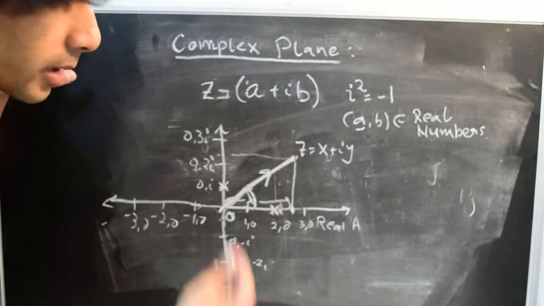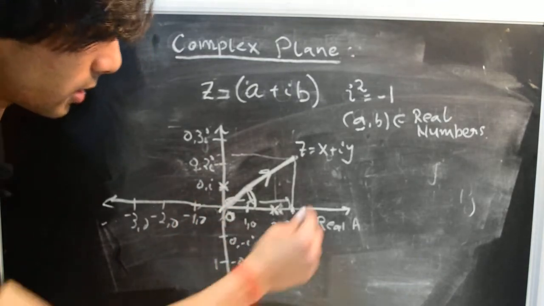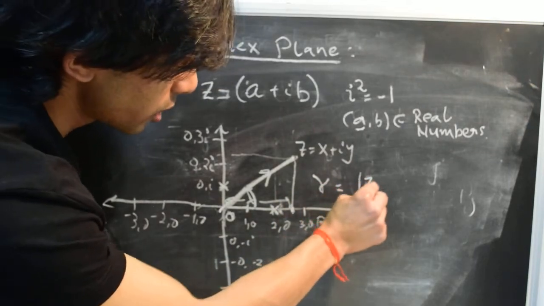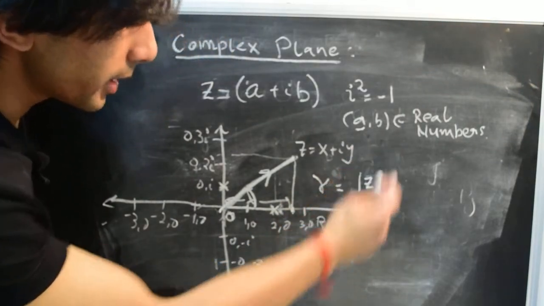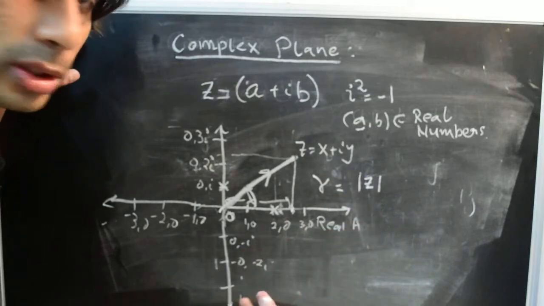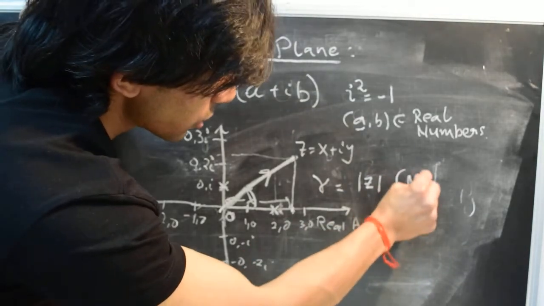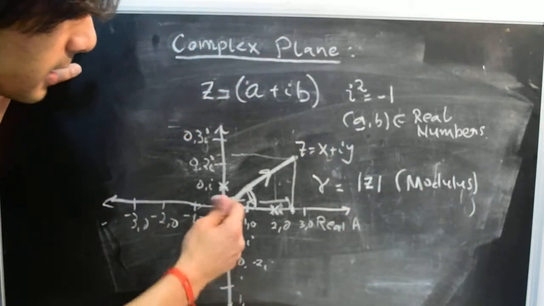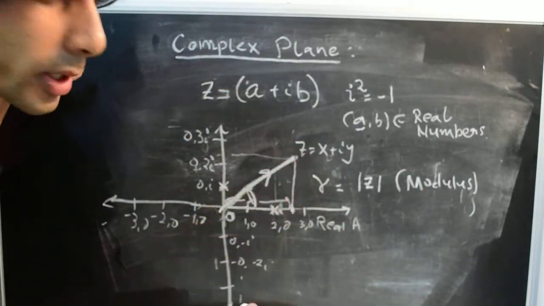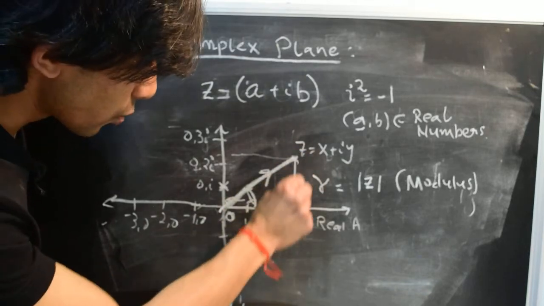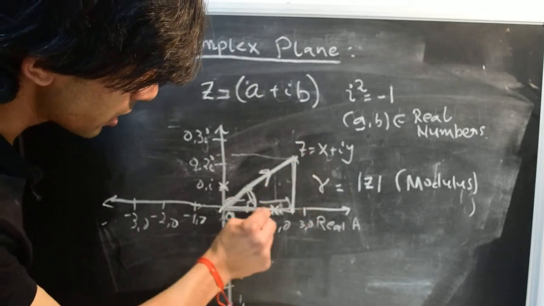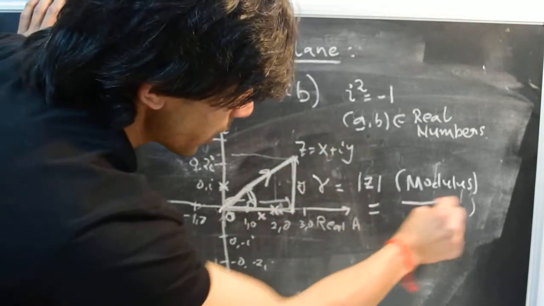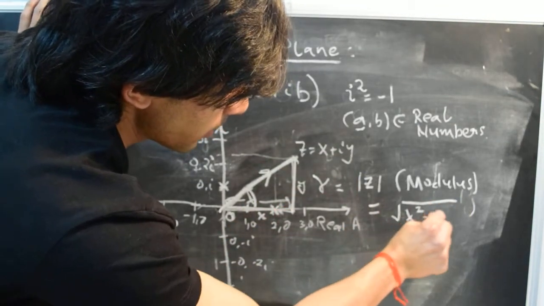The length of the vector, which we can call r, is typically denoted as the modulus of z. So we write z enclosed within 2 vertical lines. It's called the modulus of z. The modulus of z is the length of the vector from the origin to the point z. And since this is x units and this is y units, the length in this case would simply be the square root of x squared plus y squared.